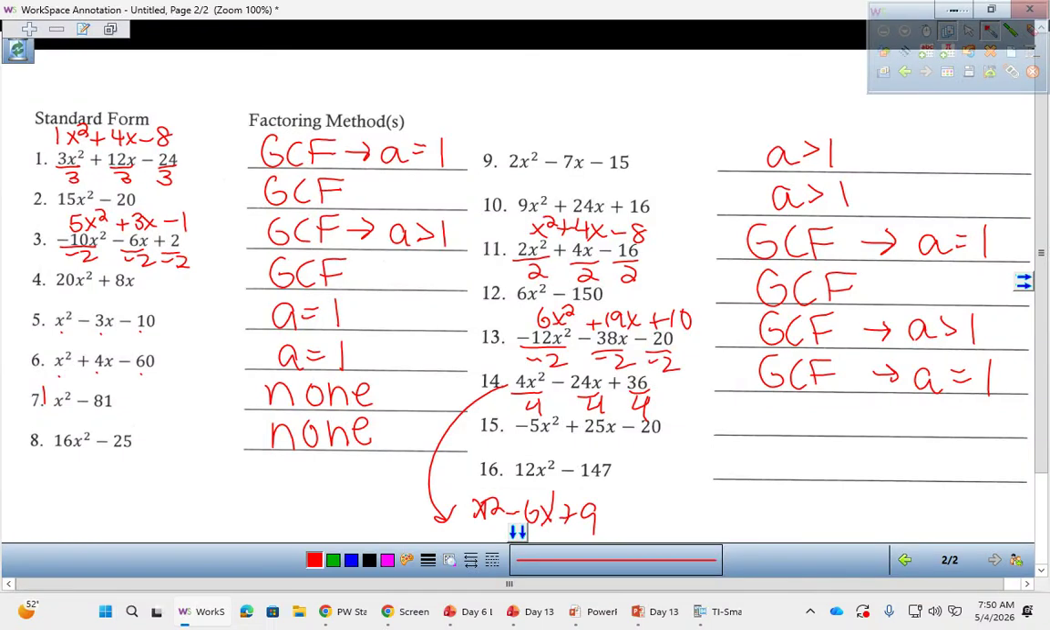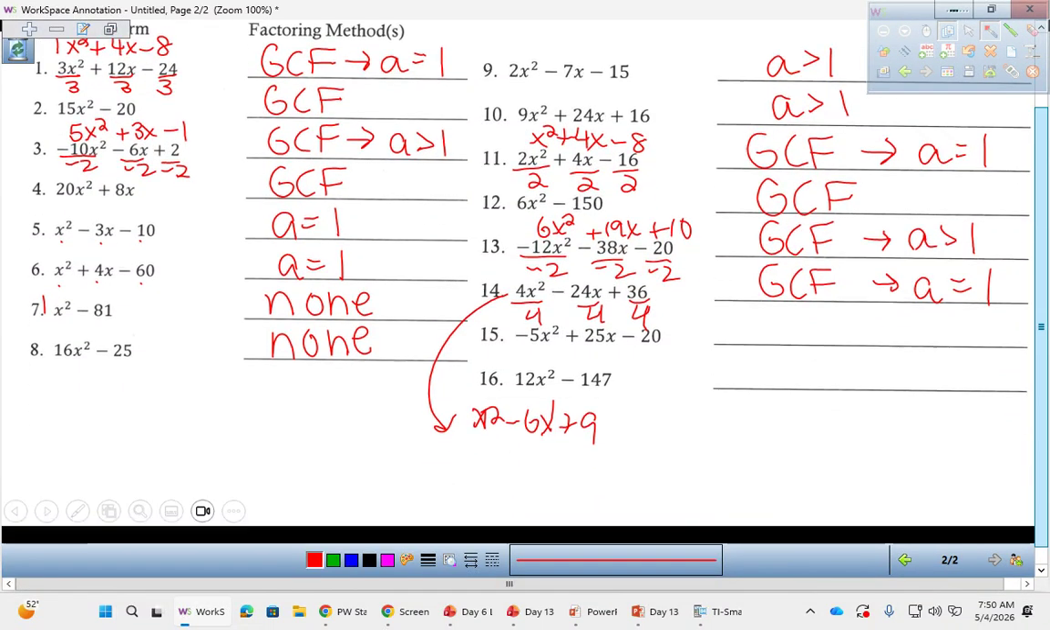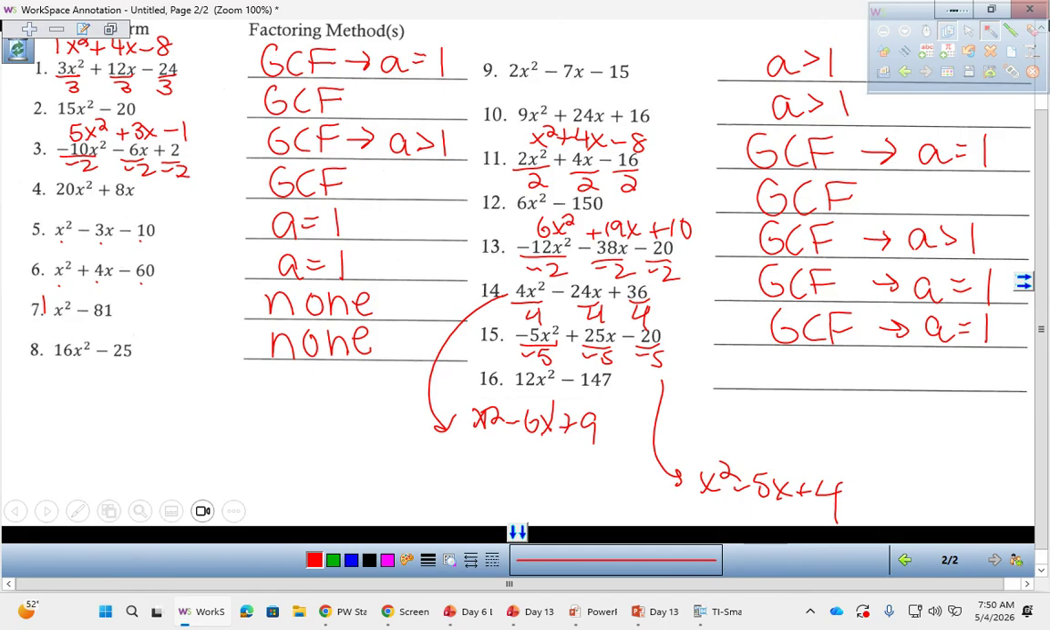What about number 15? Is there a common factor between 5, 25, and 20? Yes. They all end in 5s or 0s, which means I can divide out a 5. And in this case, I'll divide out a -5 because the first number is negative. I would end up with x squared minus 5x plus 4. So this is a GCF to an A equals 1.